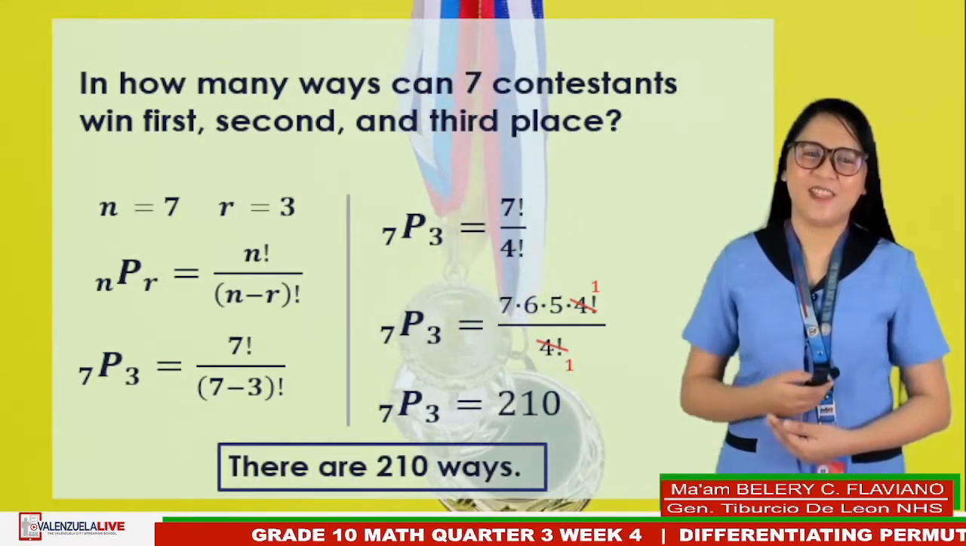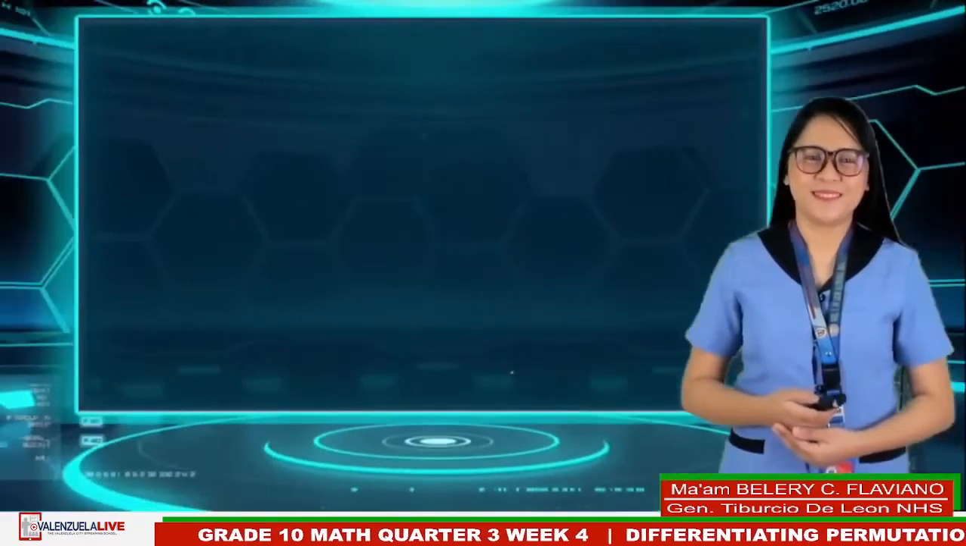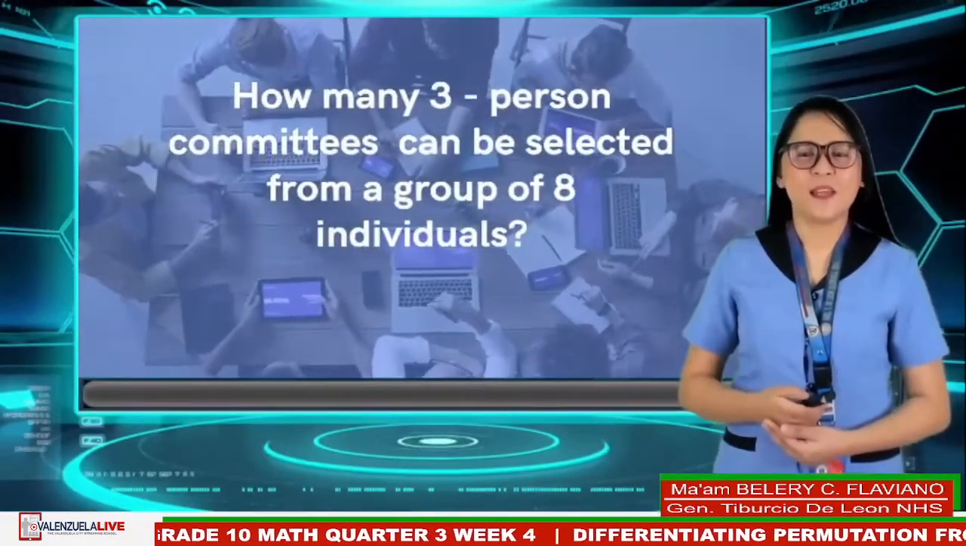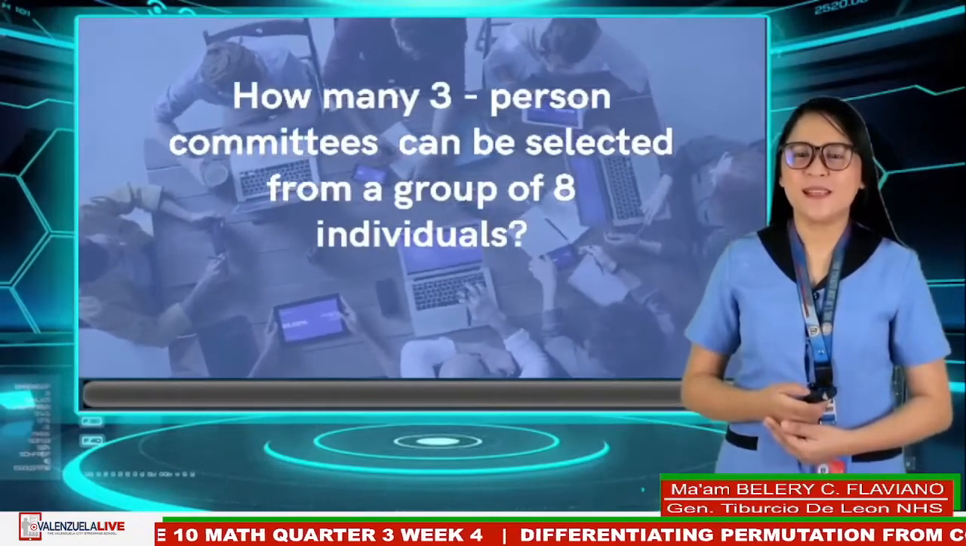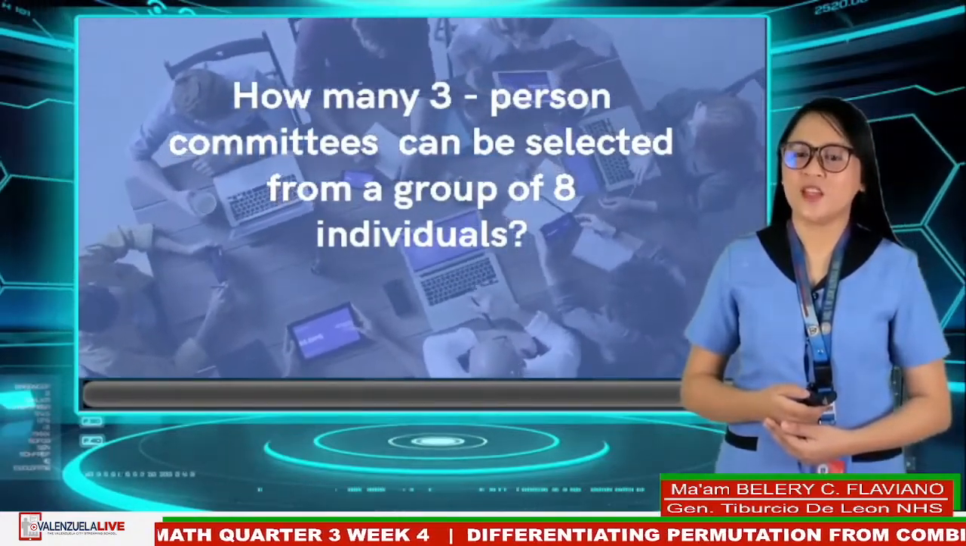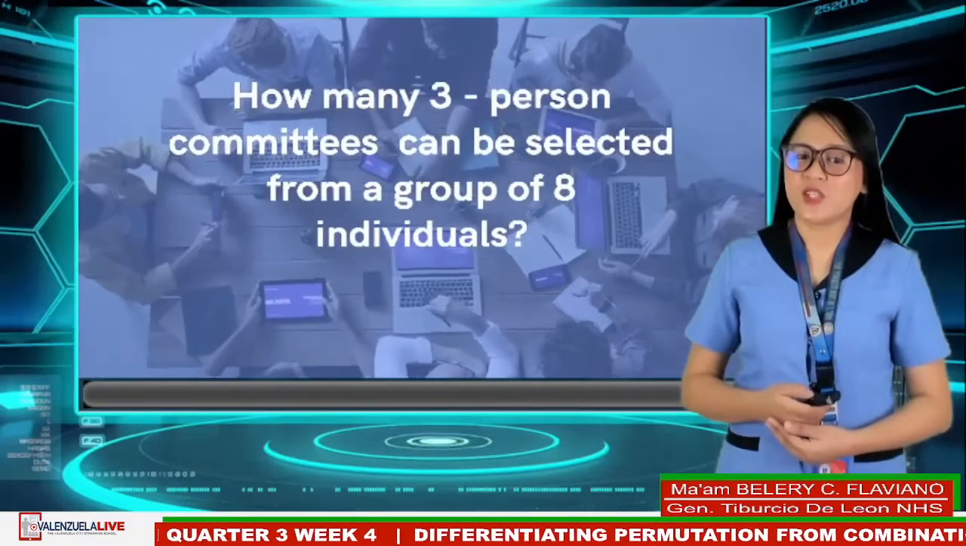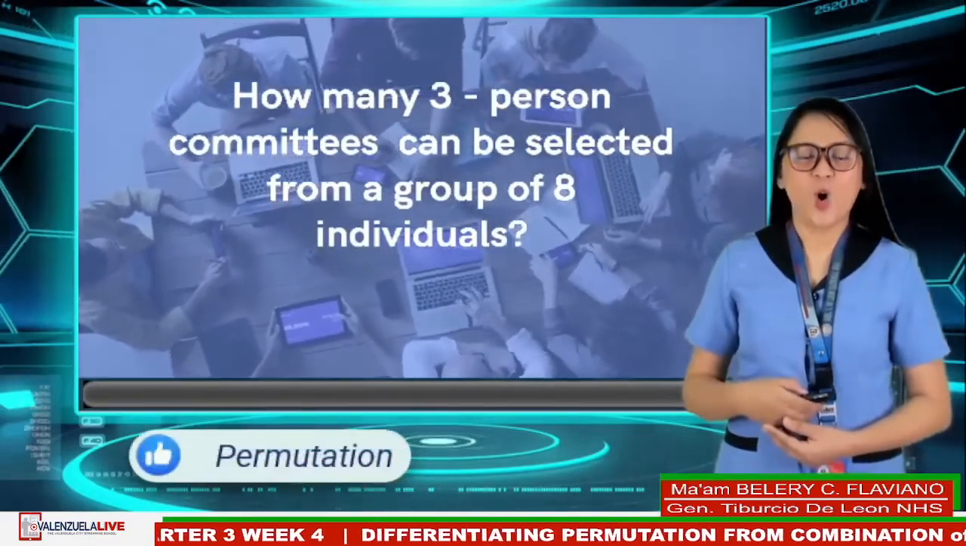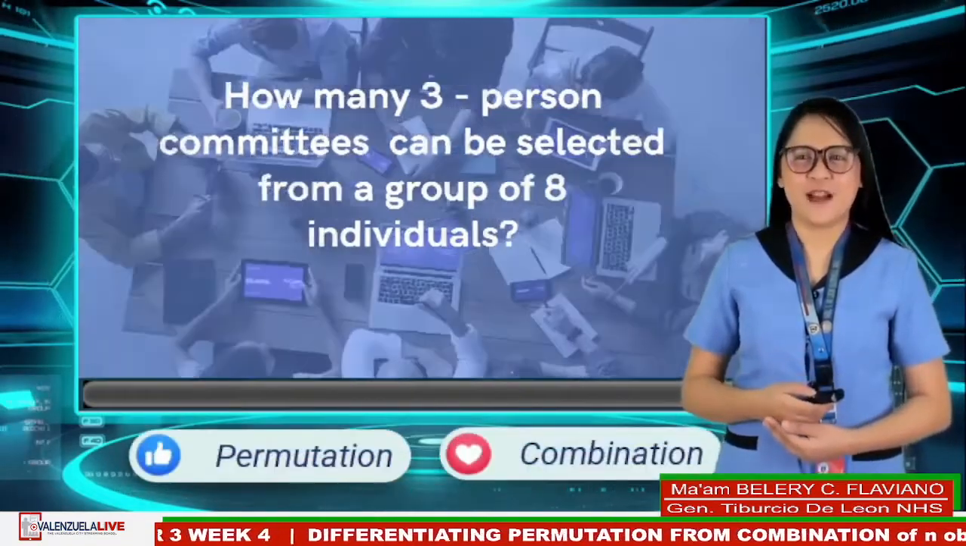Let's have the next problem. How many 3-person committees can be selected from a group of 8 individuals? Thus, the situation implies permutation or combination. You have 5 seconds, go.